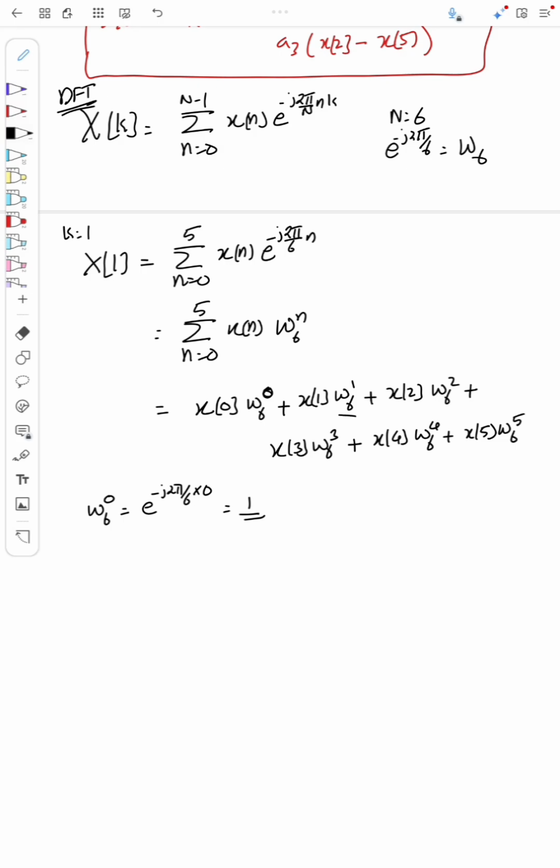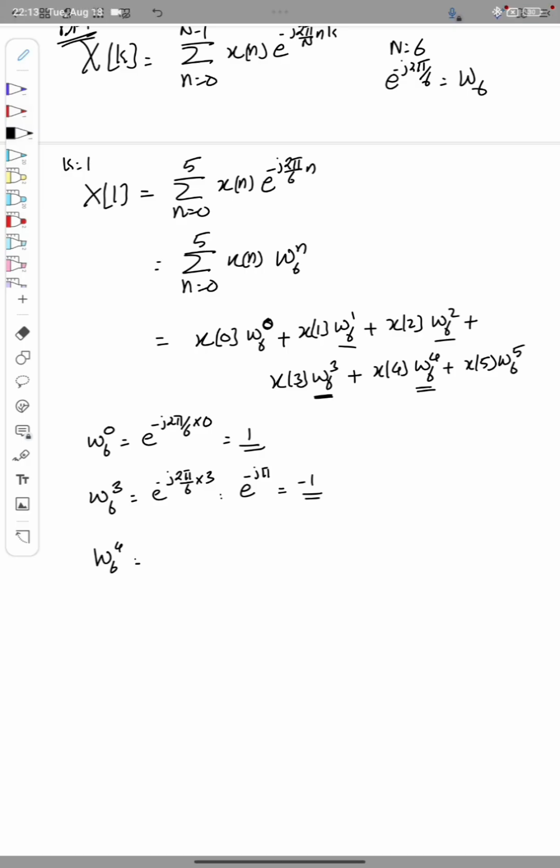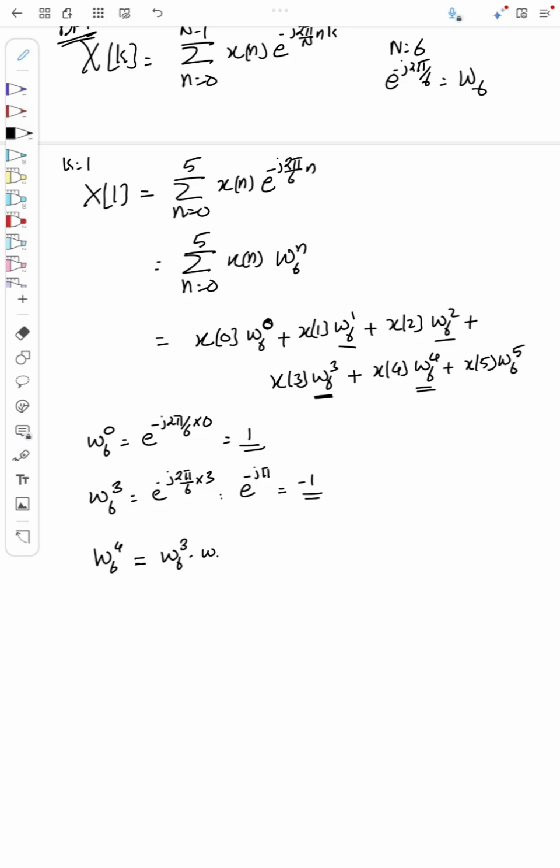Before finding these two values, let us find W6 power 3. W6 power 3 is e power minus j 2 pi by 6 into 3. That is 2 threes are 6, so it will be e power minus j pi. So this is minus 1. Similarly, what is W6 power 4? That's the fifth term. So this is equal to W6 power 3 into W6 power 1. Already I know W6 power 3 is minus 1, so minus 1 into W6 power 1, or minus W6 itself. Similarly, W6 power 5 will be W6 power 3 into W6 power 2, right? 3 plus 2 is 5. So that is minus W6 power 2.